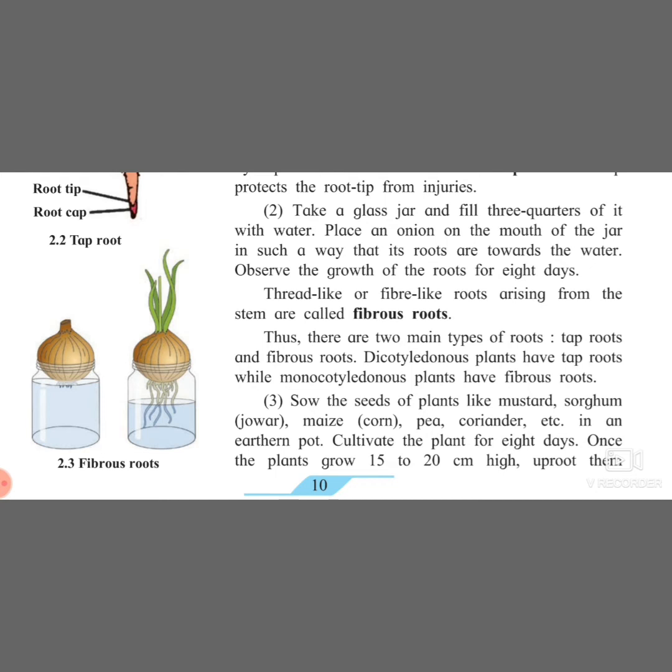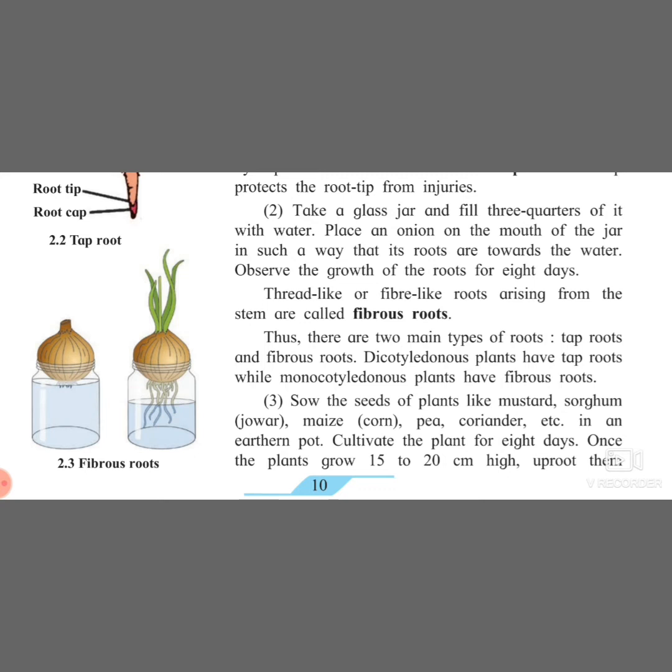After 8 days you can see a thread-like, hair-like structure formed down, and the water has been utilized. You can see the quantity of water also, it has been used. So these hair-like structures are growing underneath, and that type of root which is thread-like or fiber-like is said to be fibrous root. So thus there are two main types of root. One is taproot and another is fibrous root. These are not the only two, we are going to study more, so we will see them also.